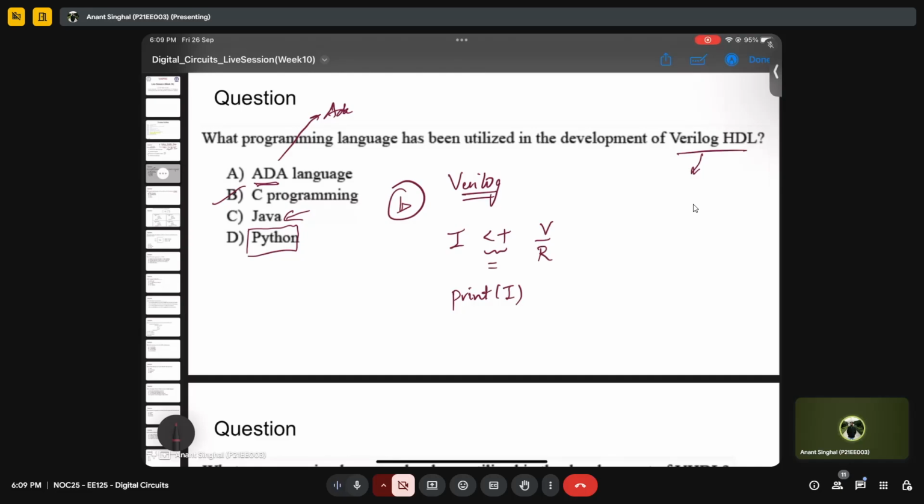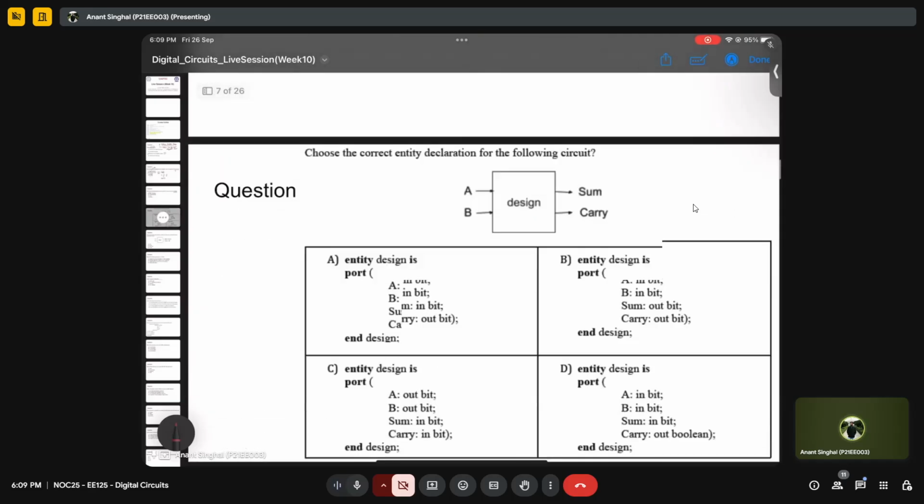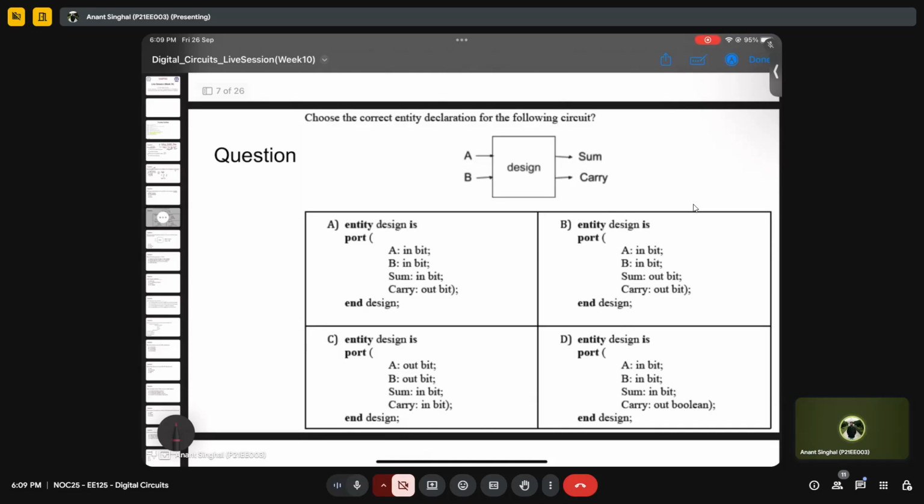If that is what you're asking, we can still do that in the Verilog language or the VHDL language. I'll show you a snippet from a question of how exactly we write it. There are some differences. The question says the utilization in the development. It's not saying that we can write a code in C and it will work in VHDL. There are some differences, but the basic idea or the syntax has come from C programming. For example, if you see the next problem, it says choose the correct entity.